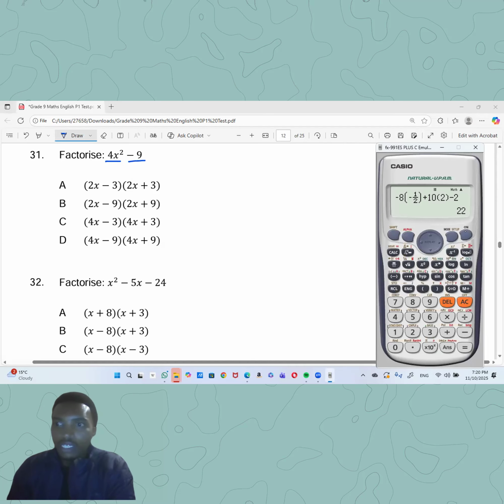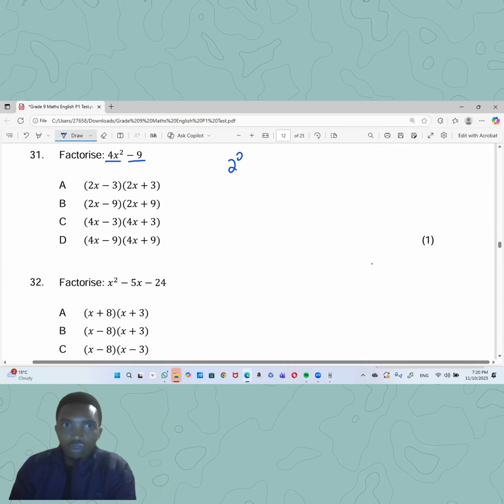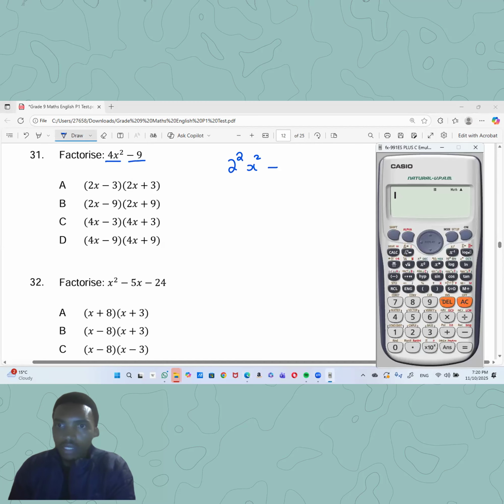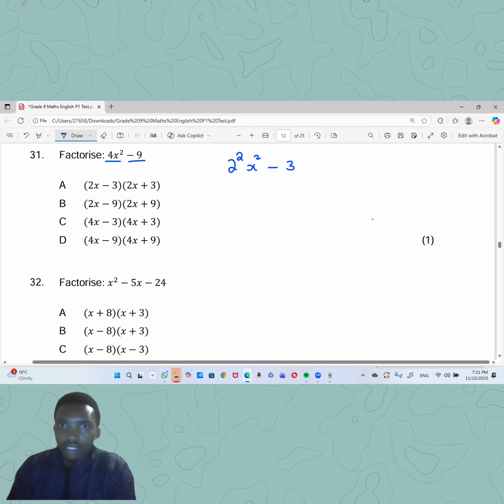We go to our calculator, we put in 4, equal sign, shift, fact. Meaning at the place of 4, we're going to have 2 squared, right? And then we have x squared minus 9. You do the same: 9, equal sign, shift, fact. So this is 3 squared. So this can simply be written as 2x squared, because we have both of them as squared, minus 3 squared.